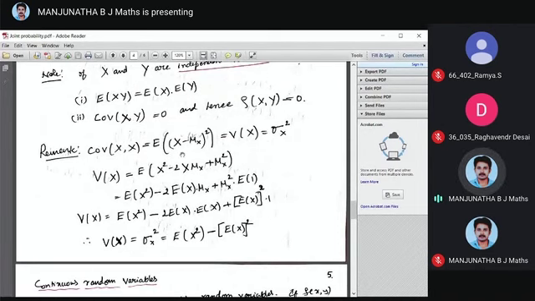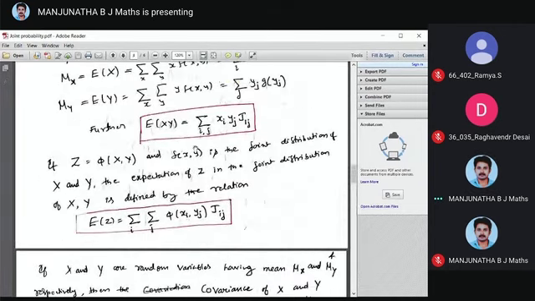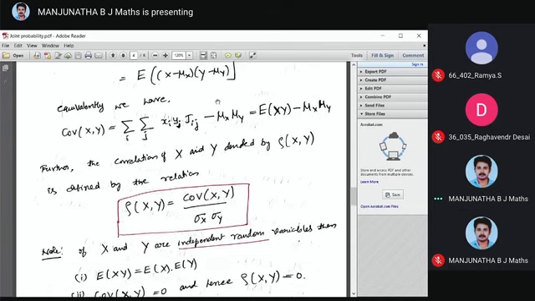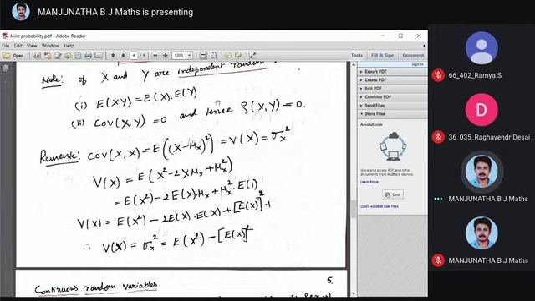So, a remark: what is covariance of x comma x? That is expectation of x minus mu x into x minus mu x, correct? See, what is covariance of x comma y? Expectation of x minus mu x, y minus mu y. So covariance of x comma x means replacing y by x, giving expectation of x minus mu x whole square.